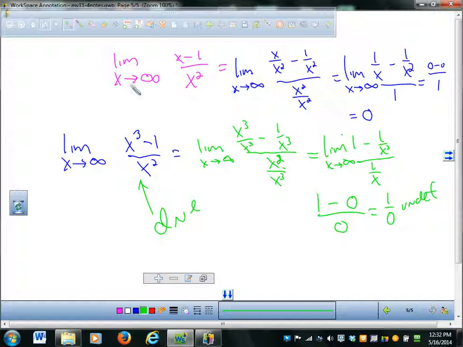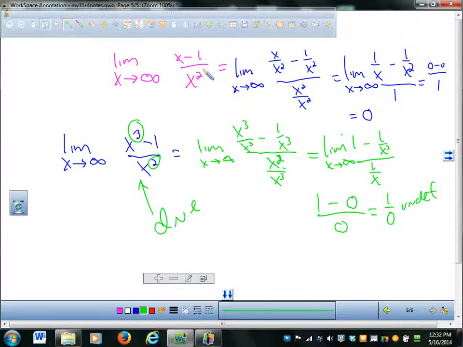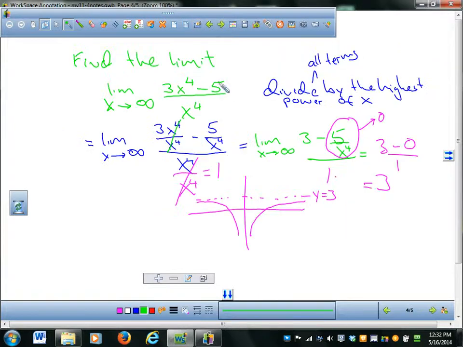So this kind of leads to 3 rules. See how this one is undefined or does not exist? See how the degree of this is 3 and the degree of this is 2. Going back, see how the degree of this is 1 and the degree of the bottom is 2 and the limit was 0. This limit was undefined. And going back to this last problem, the degree of this is 4, and the degree of this is 4, and the limit ended up being 3.